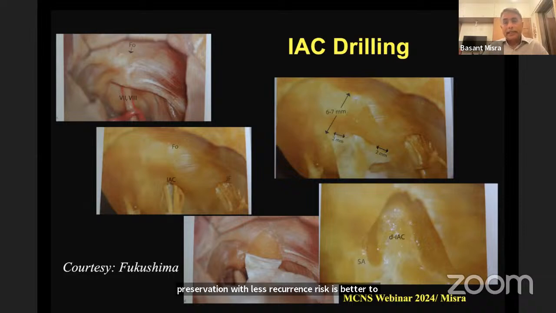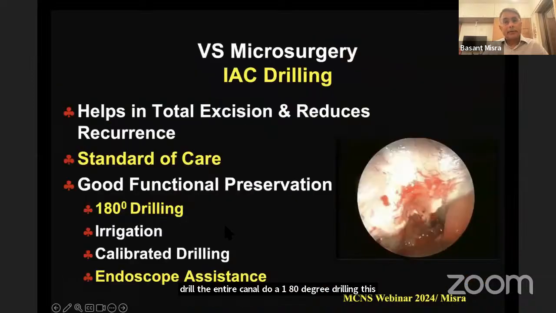The key to drilling the intra-aortic canal and not damaging the nerves is wide drilling. A narrow drilling causes more problems than good. So you want to drill the intra-aortic canal, do a 180-degree drilling. This is from Fukushima's monograph. It's a very nice book.